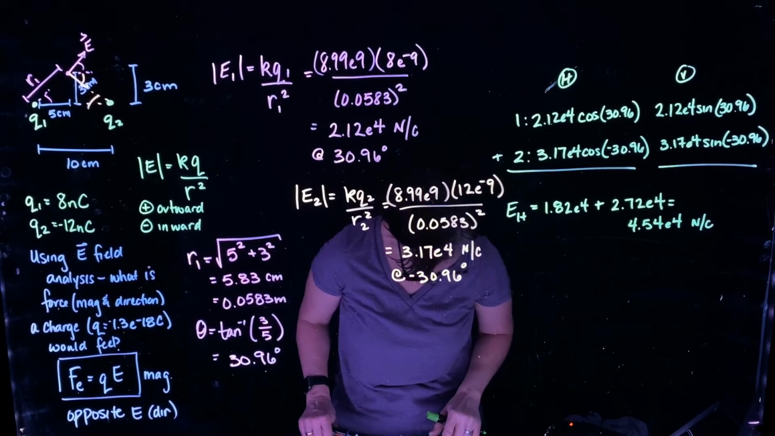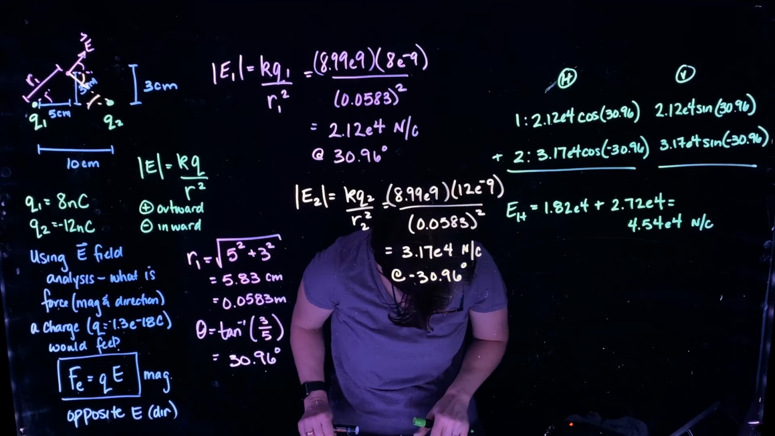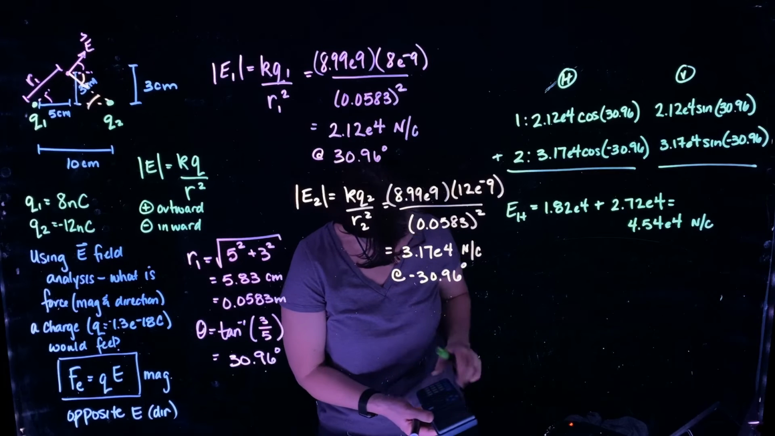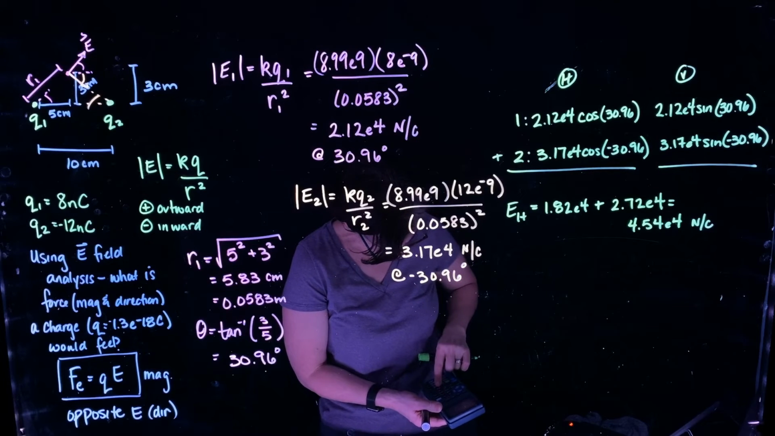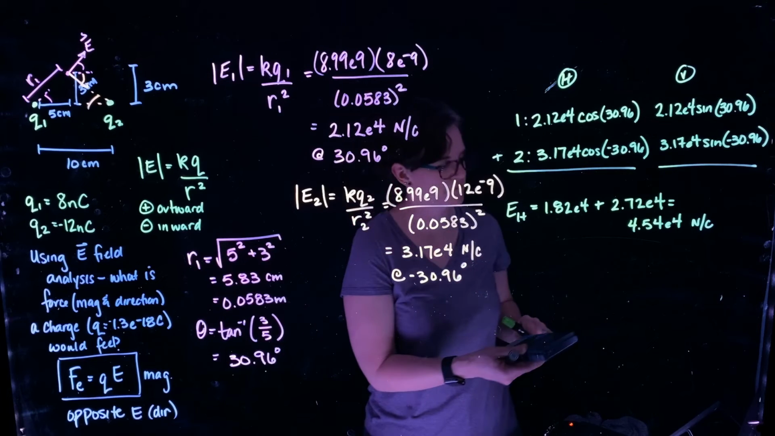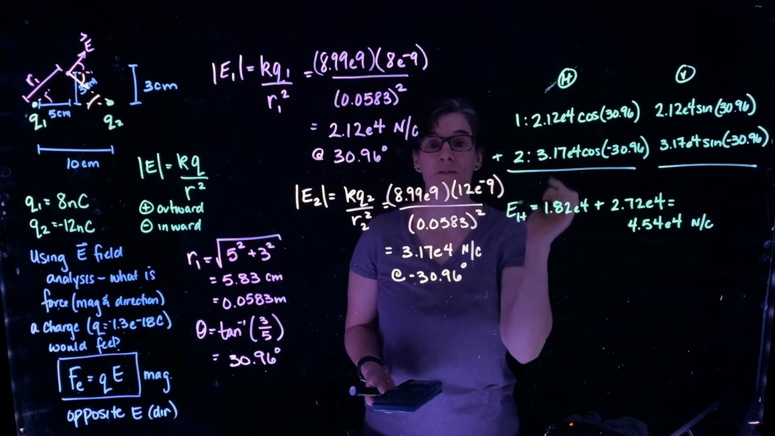So if I add 1.82 and 2.72 times 10 to the fourth, just to confirm, 4.54 times 10 to the fourth. Check. All right, I do the same thing vertically.